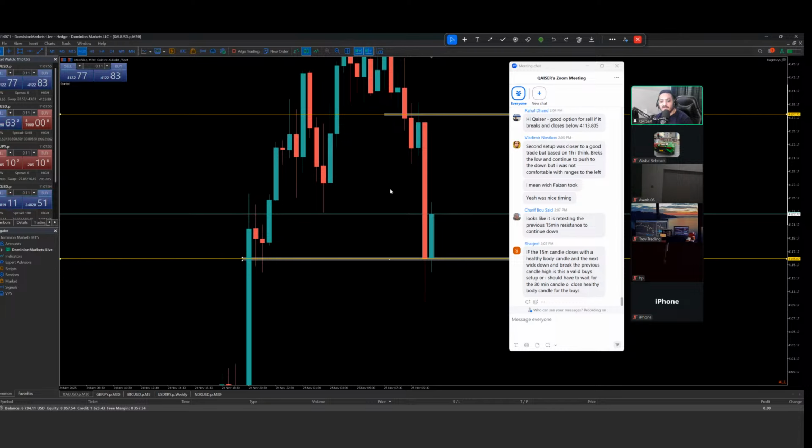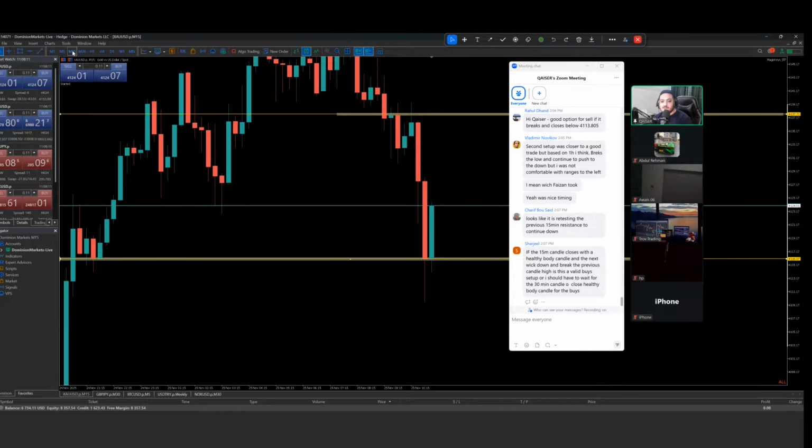If the 50-minute candle closes with a healthy body candle and the next candle wicks down and breaks the previous candle high, is it a valid bias setup? Or should I wait for the 30-minute candle to close, healthy body candle for buys? You know what? I think 50 minutes is mostly a weaker candle than the 30-minute time frame.